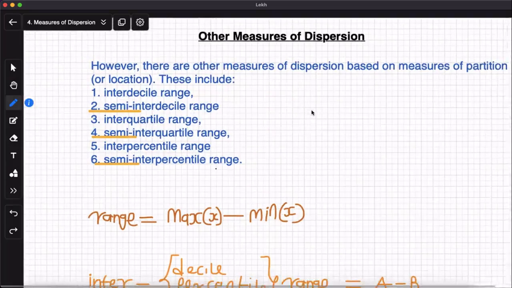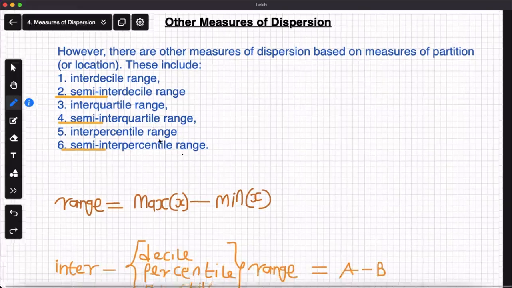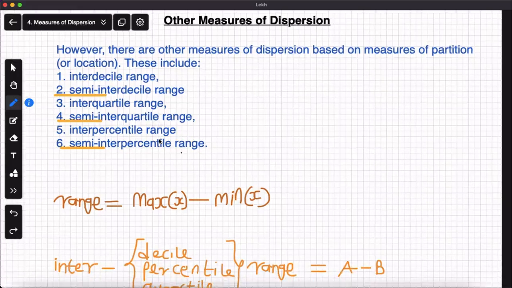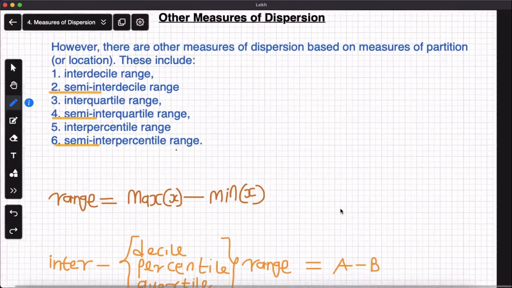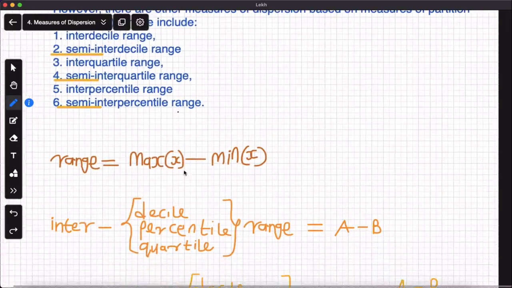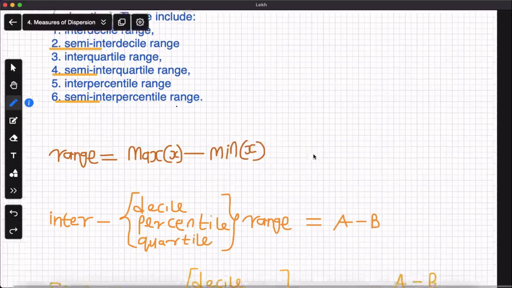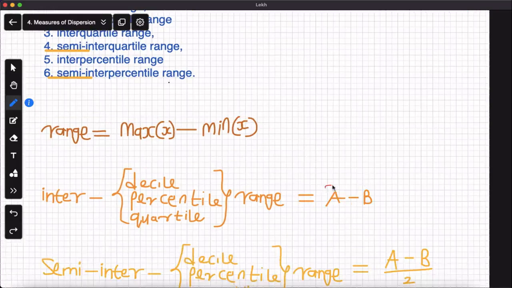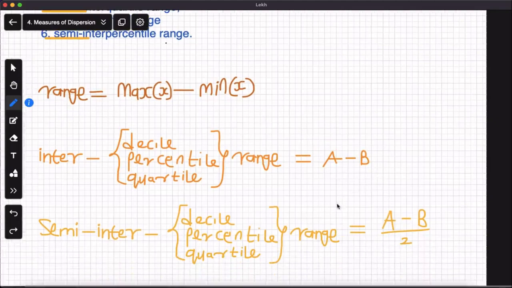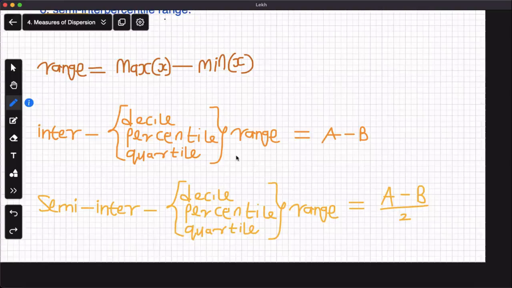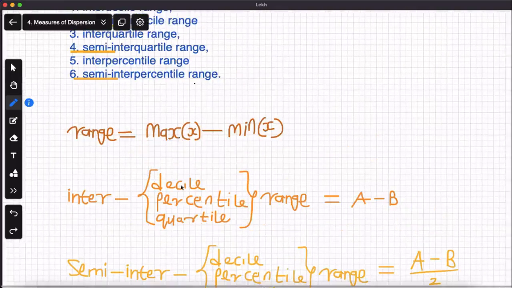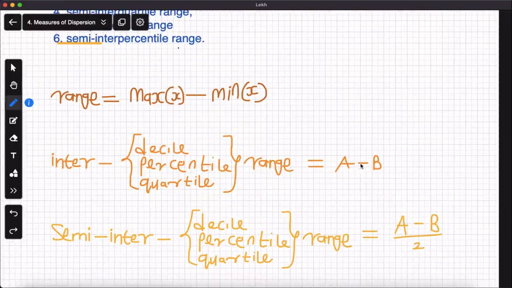Now, there are other measures of dispersion, which include everything you are seeing here. But for now, we'll not be discussing them. We'll be discussing them in a subsequent video, which should be the next one. They follow the same pattern as the range, but this time you obtain something we call A, another thing we call B, and then you find the difference between them. In the case of the interdecile, percentile, and quartile ranges, it's just going to be A minus B.